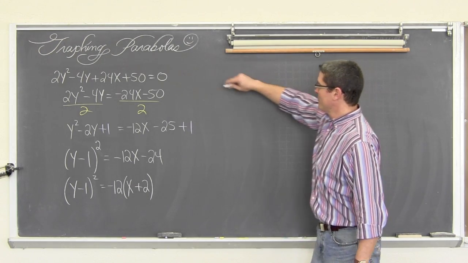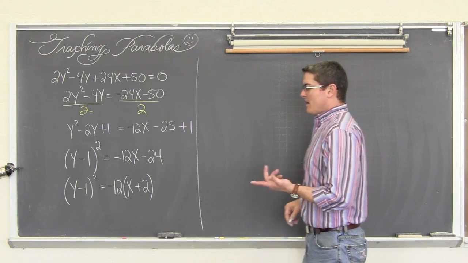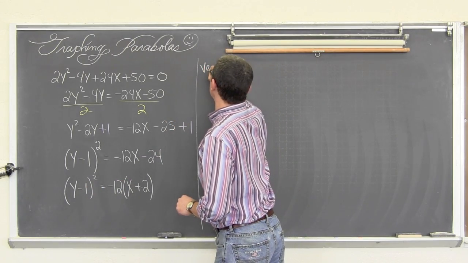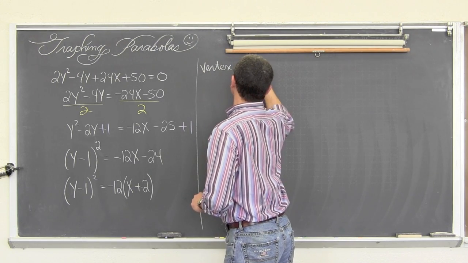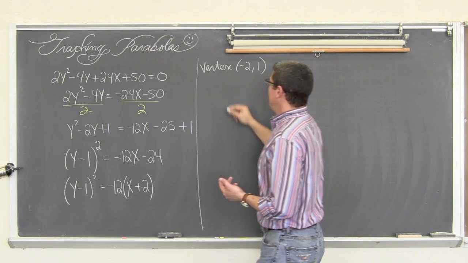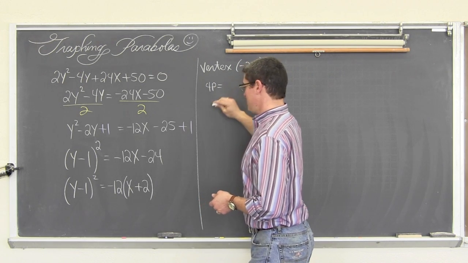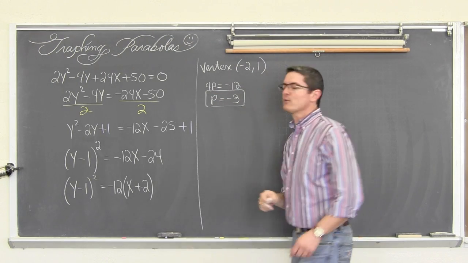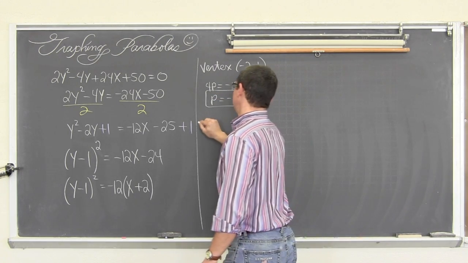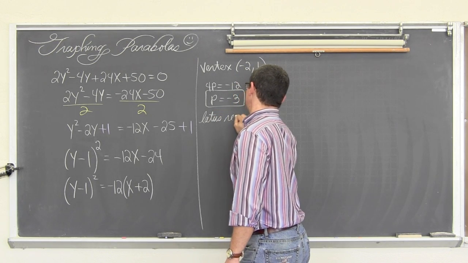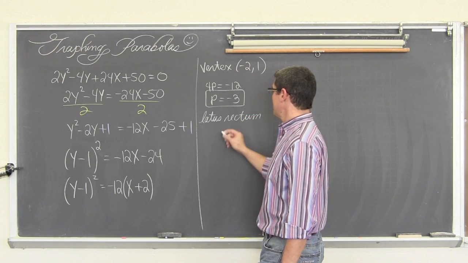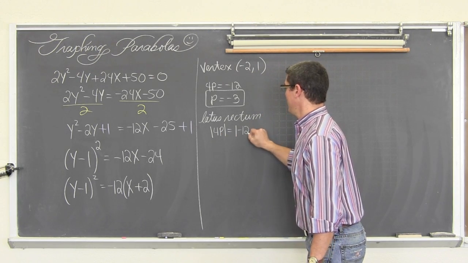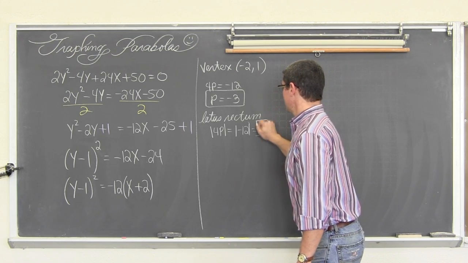Let's see if I can make my list of information a little bit neater this time. That last example got a little bit sloppy. Our vertex is at negative 2, 1. For p, 4p is equal to negative 12, so p is going to be equal to negative 3. The latus rectum is the absolute value of 4p. That's what its length is equal to. So it's the absolute value of negative 12, or just 12.